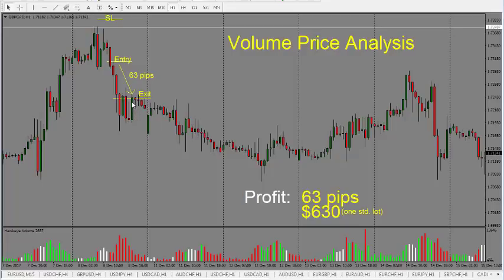engulfing candle close, bullish engulfing candle close, which is a reversal pattern, we can exit our trade because we are almost towards the end of the day and we don't have any volume supporting or providing us evidence that price is likely to move lower. So we can exit the trade here. From entry to exit, we get 63 pips in our trade.